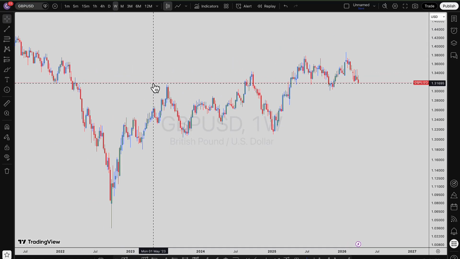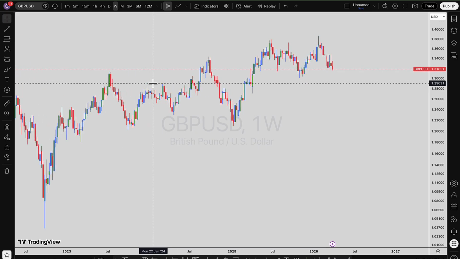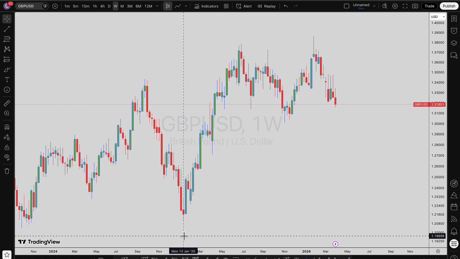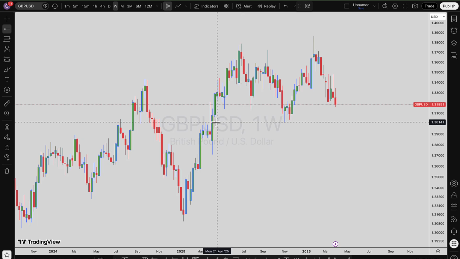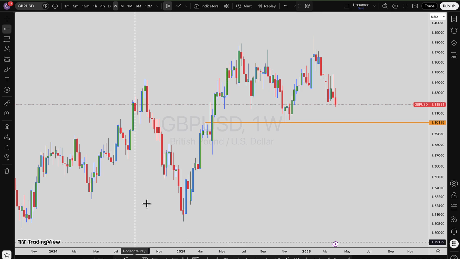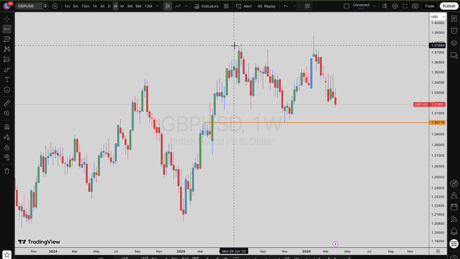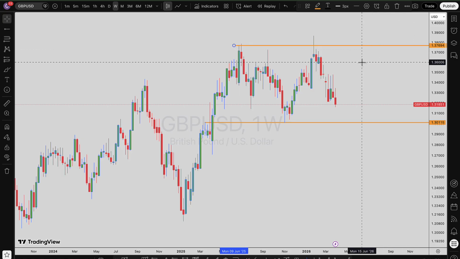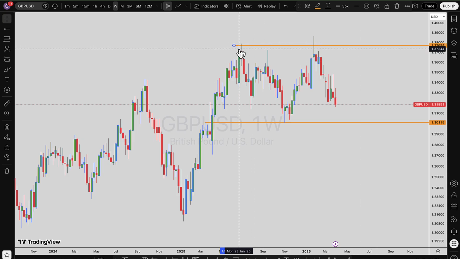Now the first thing we need to do on this price chart is to mark out our key level structures. So we have some levels at the price of 1.30115. That is our technical key level support, and we have another level above, which is the price of 1.37694. So between this range, price has been bouncing right from 23rd of June 2025.